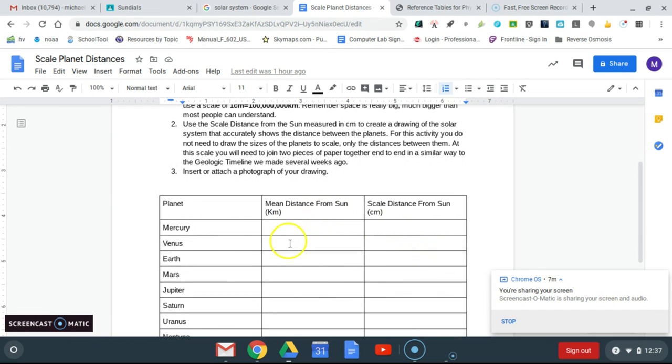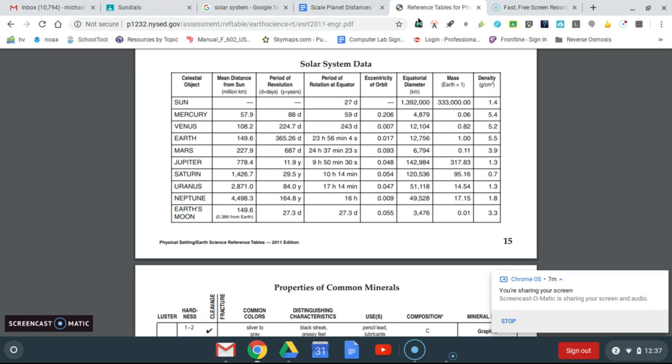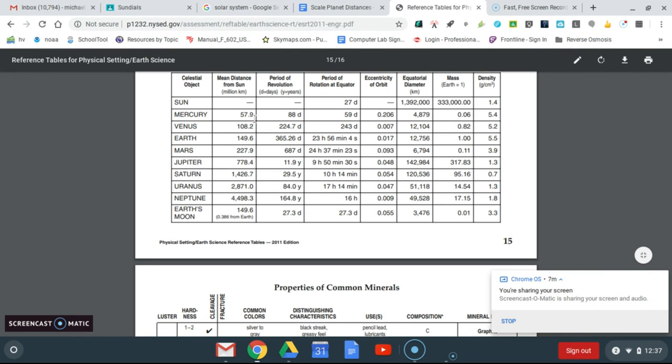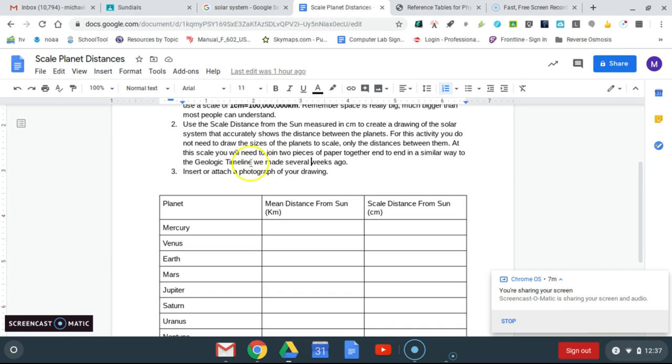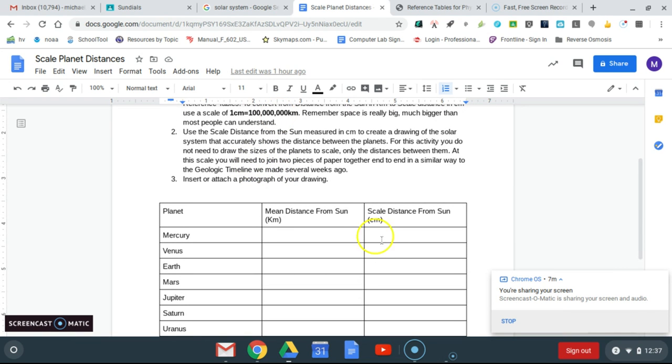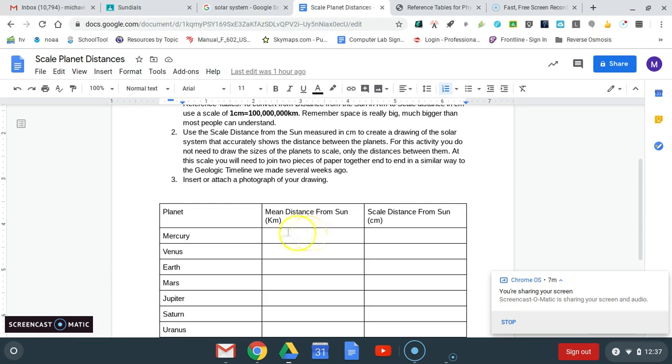So take your mean distances from the sun, but remember you have to put them down as millions of kilometers. So don't just put down 57.9, you have to convert it into millions. And then use this scale, 1 centimeter equals 100 million kilometers. Basically, whatever you get for your distance here, you're going to divide by 100 million. And that's going to give you a scale distance in centimeters that you can then work with.